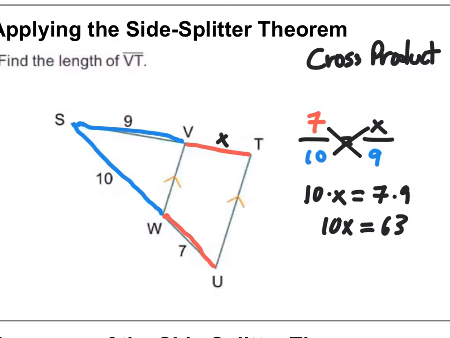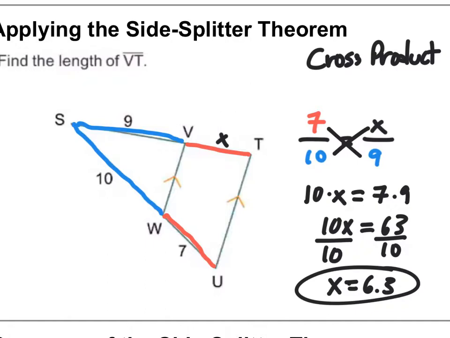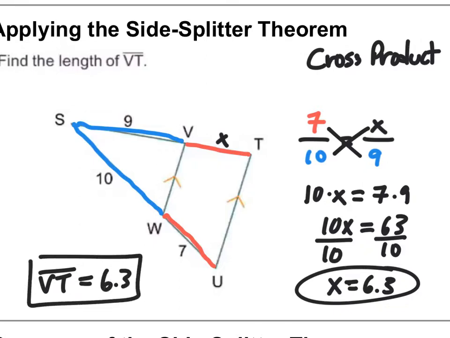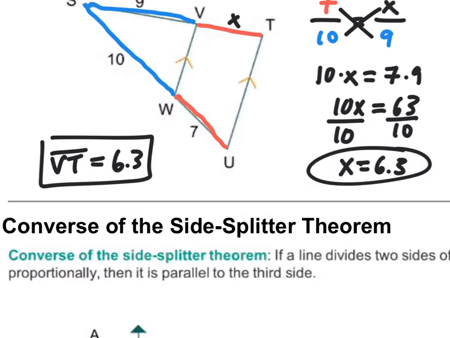Now to solve for X, I'm going to divide both sides by 10, so then I get that X is equal to 6.3, okay? Since X is equal to 6.3, I can say that segment VT has a length of 6.3, and that's it. So that's what we're doing. You have to be able to look at a picture, understand what's going on, set up a proportion, and then solve for your missing side, all right?